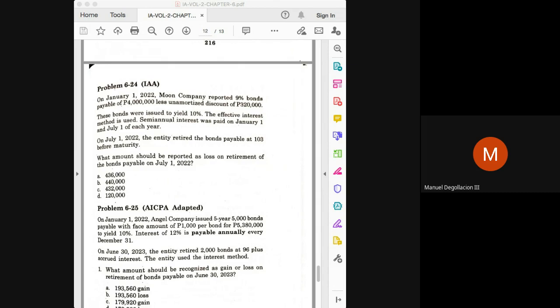The retirement price is 103%. Okay, so 4 million times 1.03, you would get 4,120,000. Okay, you paid 4,120,000 for a liability with a balance of 3,684,000. That means you will have a loss of 436,000, and that will be the answer, alpha.